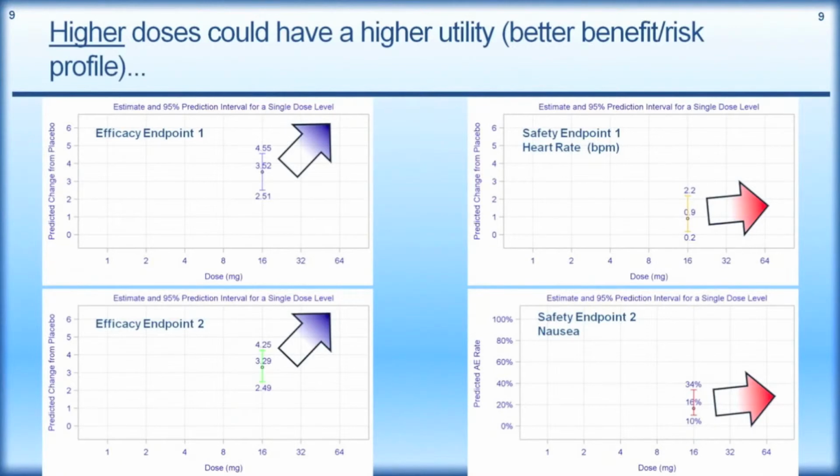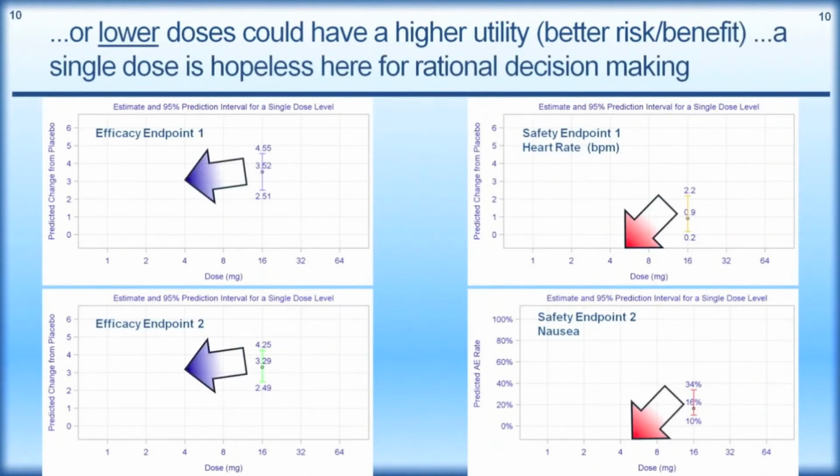So higher doses could have a higher utility. By utility, we mean they have a better benefit-risk profile. So here, as you increase the dose, perhaps you're going to get a very large gain in efficacy relative to only a modest worsening in the safety profile. Or perhaps the lower doses would have a higher utility, so they would have a better risk-benefit. So if we go to lower doses here, we're going to get a small reduction in the efficacy, but a large improvement in the safety. So really having a single dose here is hopeless for rational decision making. It doesn't allow you the opportunity to position your drug dose level.